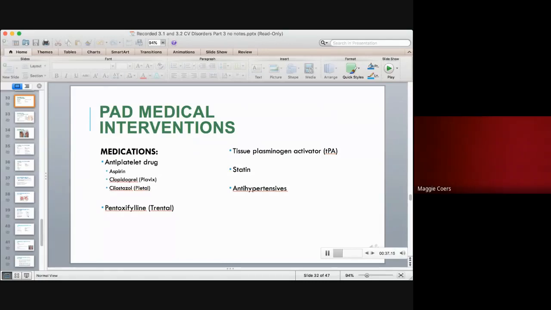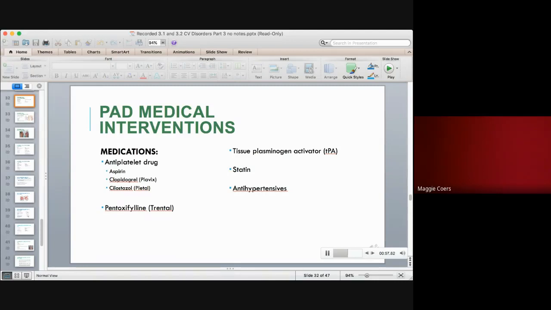Pentoxifylline is also a medication that you might see in peripheral artery disease because it binds to the membranes of the red blood cells to make those membranes a lot more slippery and pliable, so they can almost fold over onto themselves and move through that partially occluded vessel better.